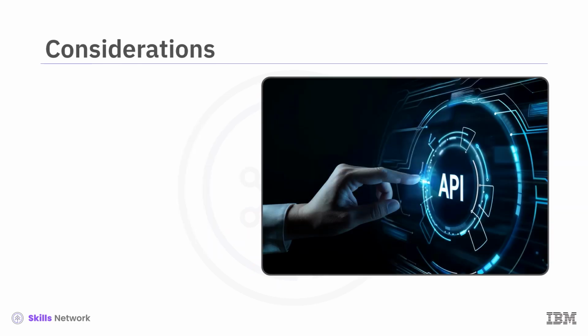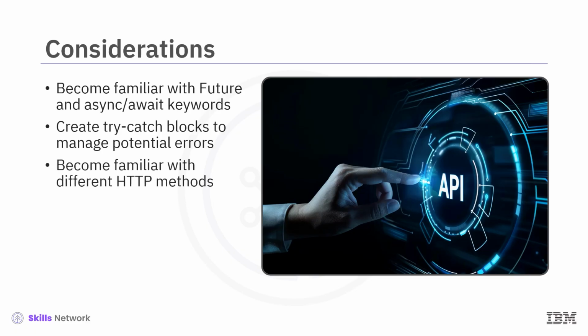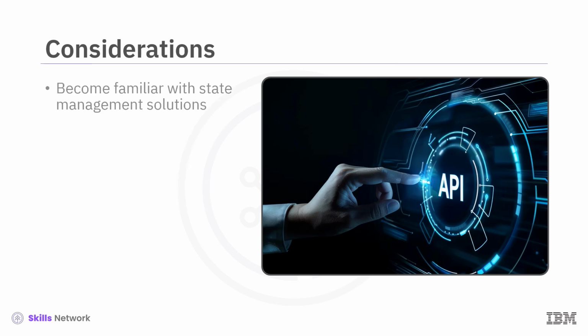Let's now look at some considerations for seamless API interactions. Become familiar with future and async or await keywords to manage API's asynchronous nature. Create try-catch blocks to manage potential errors and provide user feedback. Become familiar with HTTP methods such as GET, POST, DELETE, and PUT. Use Dart convert to parse JSON data into Dart objects. It's essential to map JSON structures with Dart classes for convenient data manipulation. Become familiar with Provider, Riverpod, SetState, or Bloc to handle state changes for UI.